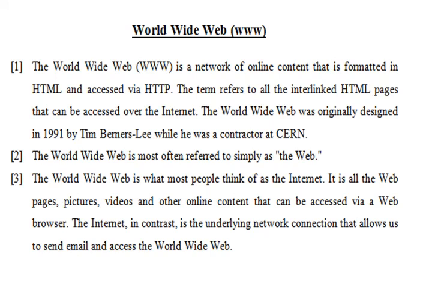Number 2, the World Wide Web is mostly referred to as simply the web. The World Wide Web is what most people think of as the internet, but there is a difference between the World Wide Web and the internet. The web consists of pages, pictures, videos and other online content that can be accessed via a web browser. The internet, on the other hand, is the underlying network connection or infrastructure that allows us to send email or access the World Wide Web.